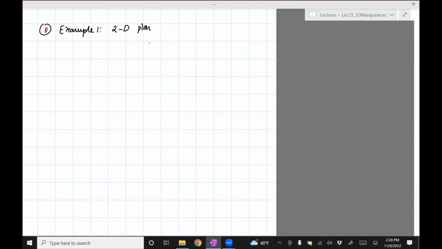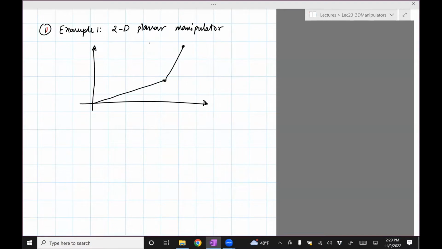2D planar manipulator. Okay, this is a problem we've done before. So we can always go back and check this against our math. In fact, this one you can also get the answer using simple trig.